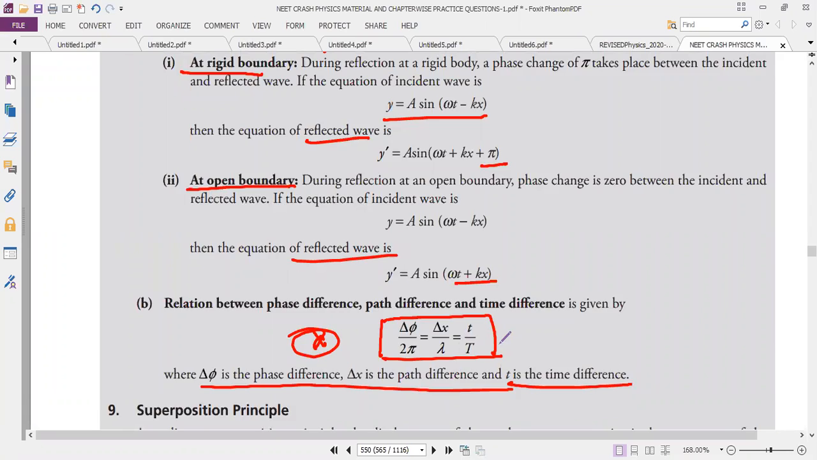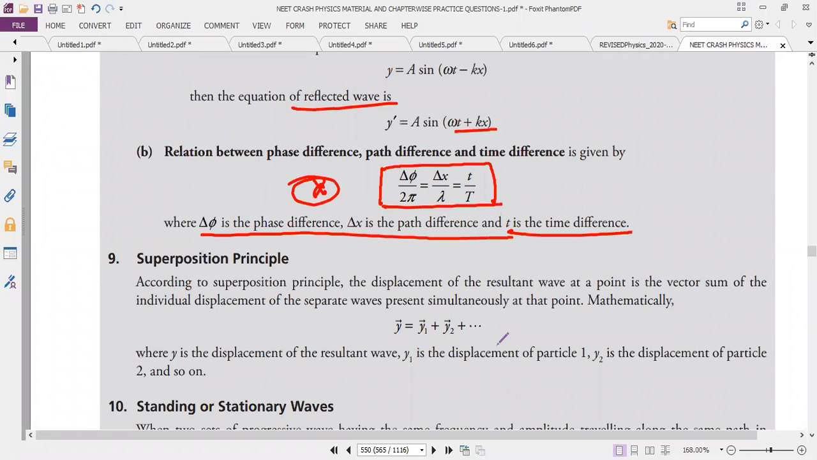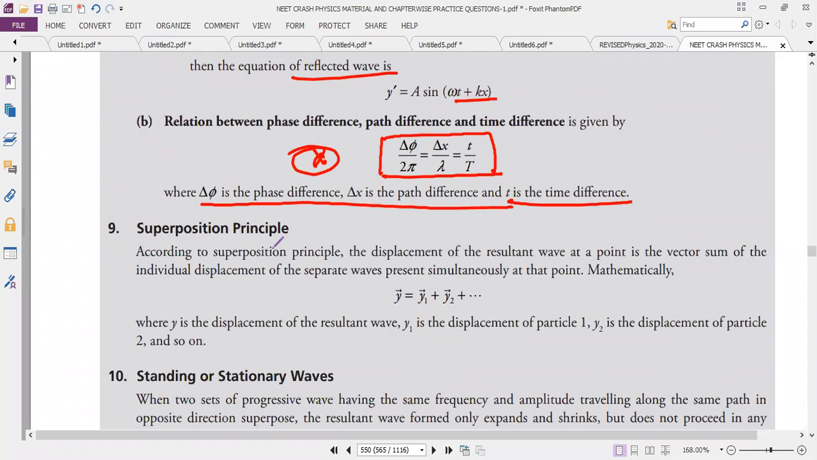Now we discuss the superposition of waves principle. The displacement of the resultant wave at a point is the vector sum of the individual displacements of separate waves present simultaneously at the point. So this is the definition.